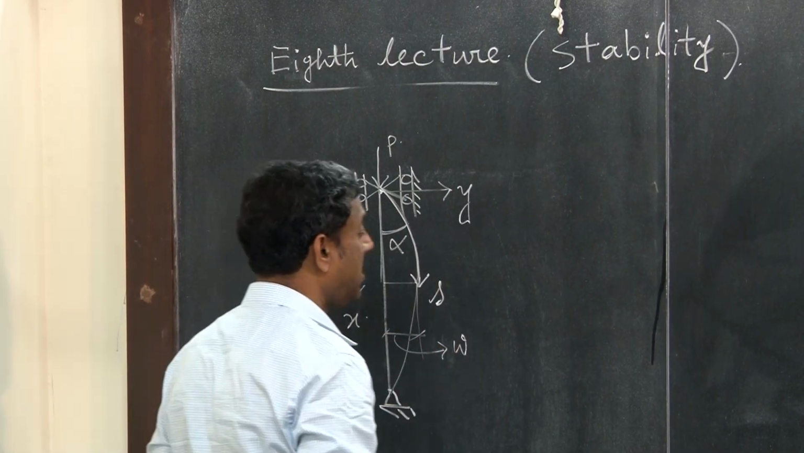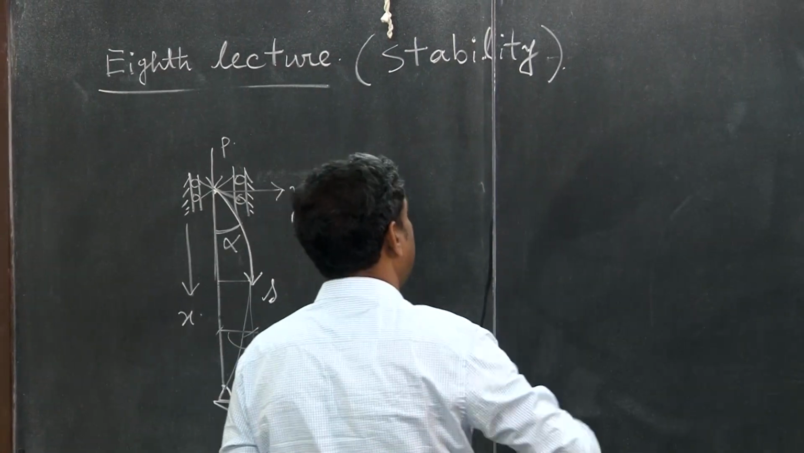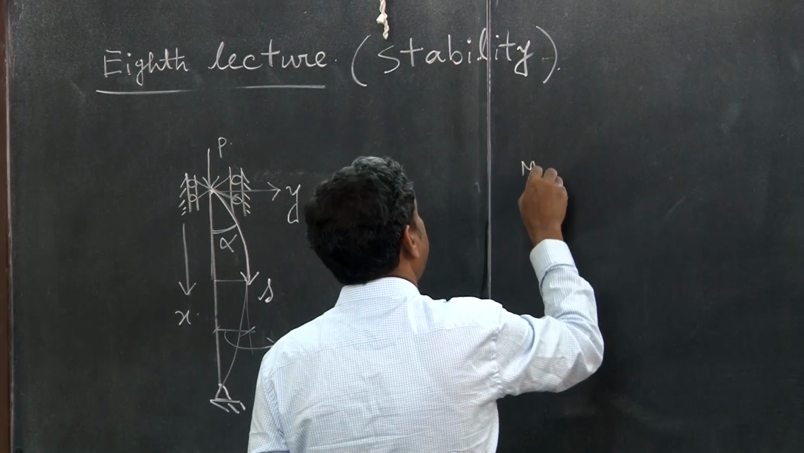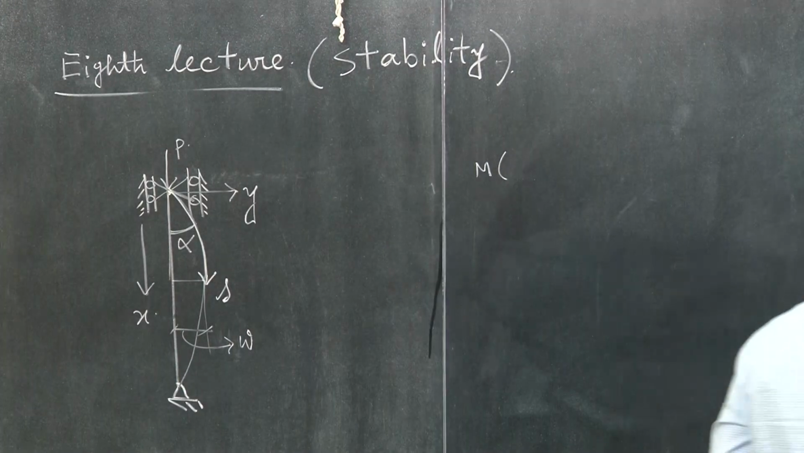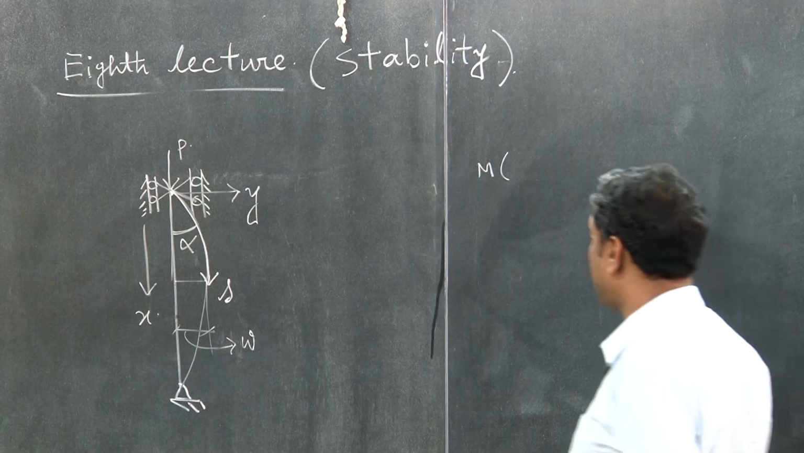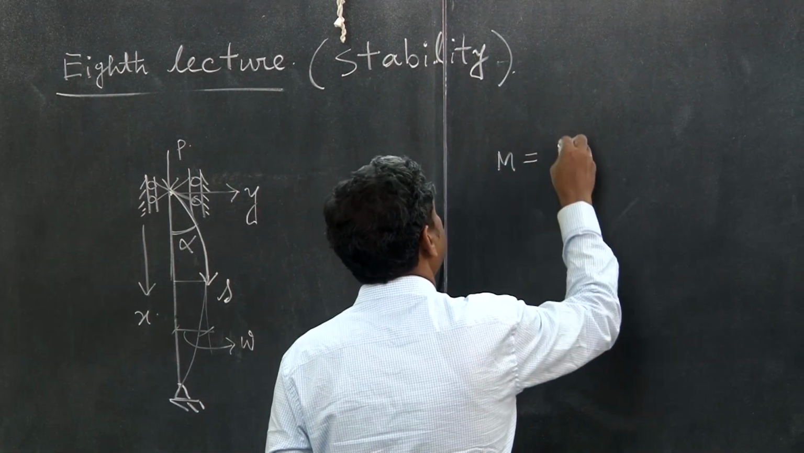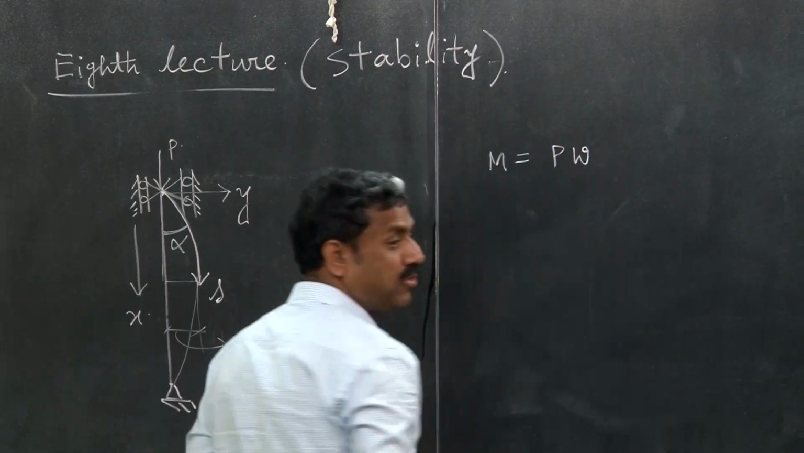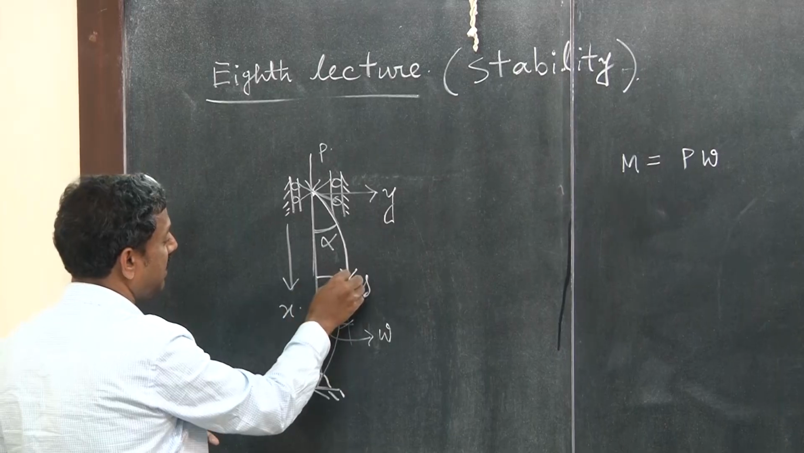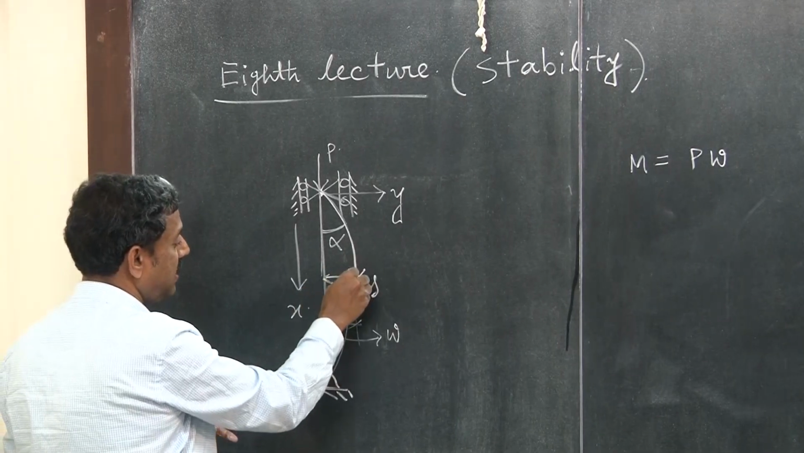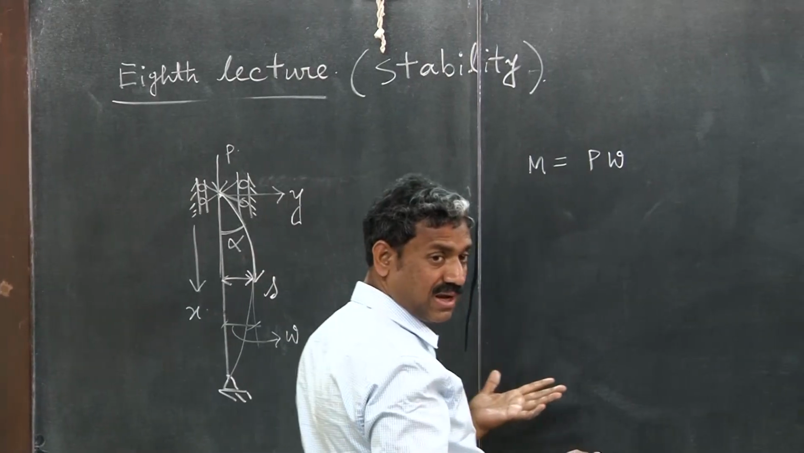Now, what we are going to do is that the bending moment we can write as P into W. P is the axial force, and whatever is the lateral deflection, P into W is the bending moment, and W is a function of x or function of s, whatever.